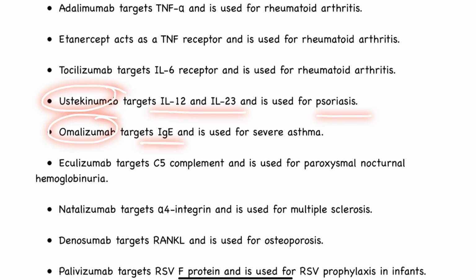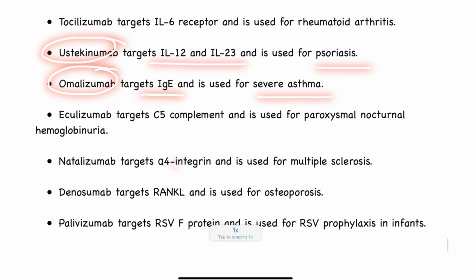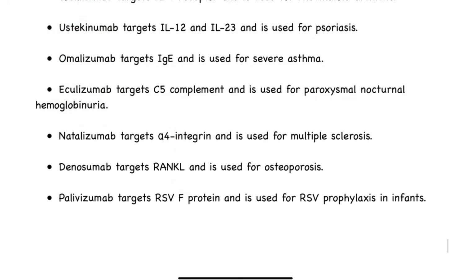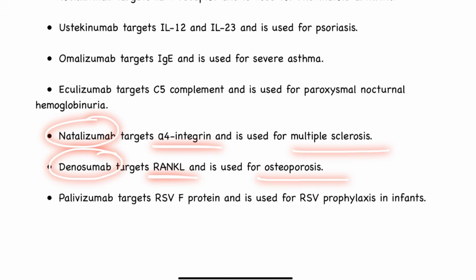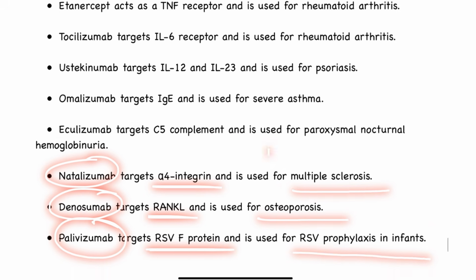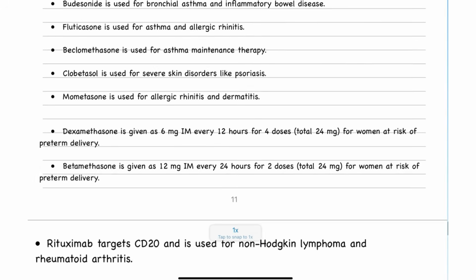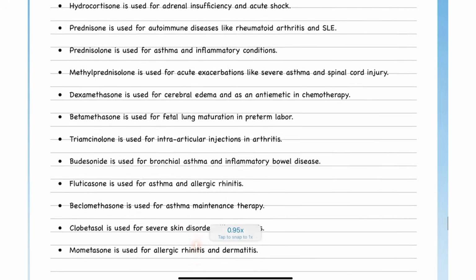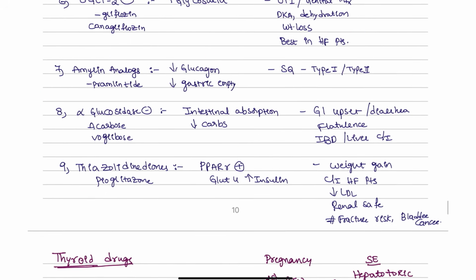Omalizumab, IgE blocker, severe asthma, and eculizumab, C5 complement blocker for paroxysmal nocturnal hemoglobinuria, and natalizumab is for the alpha-4 integrin, multiple sclerosis. Denosumab, RANK ligand blocker for osteoporosis, palivizumab, RSV F protein blocker for RSV prophylaxis in infants. So these are the important drugs and their conditions, uses, side effects that should be thorough.